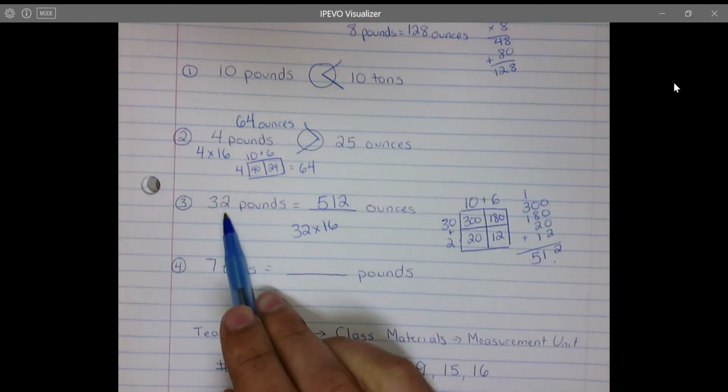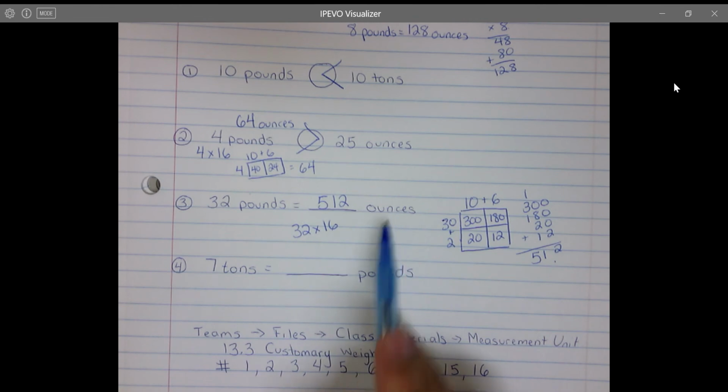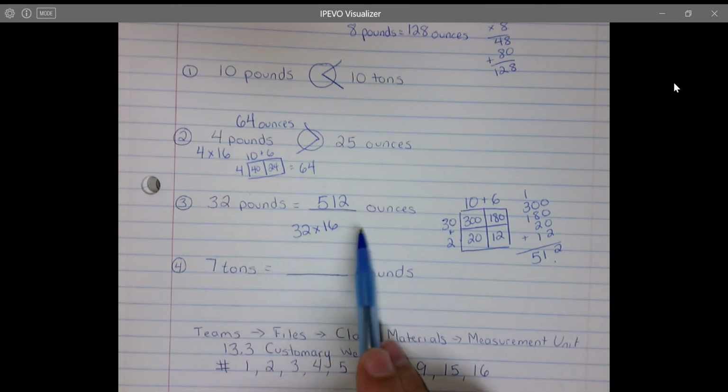Sorry, if I said ounces, I'm sorry. 32 pounds is the same thing as 512 ounces because I'm doing 32 multiplied by 16. 16 ounces in a pound.